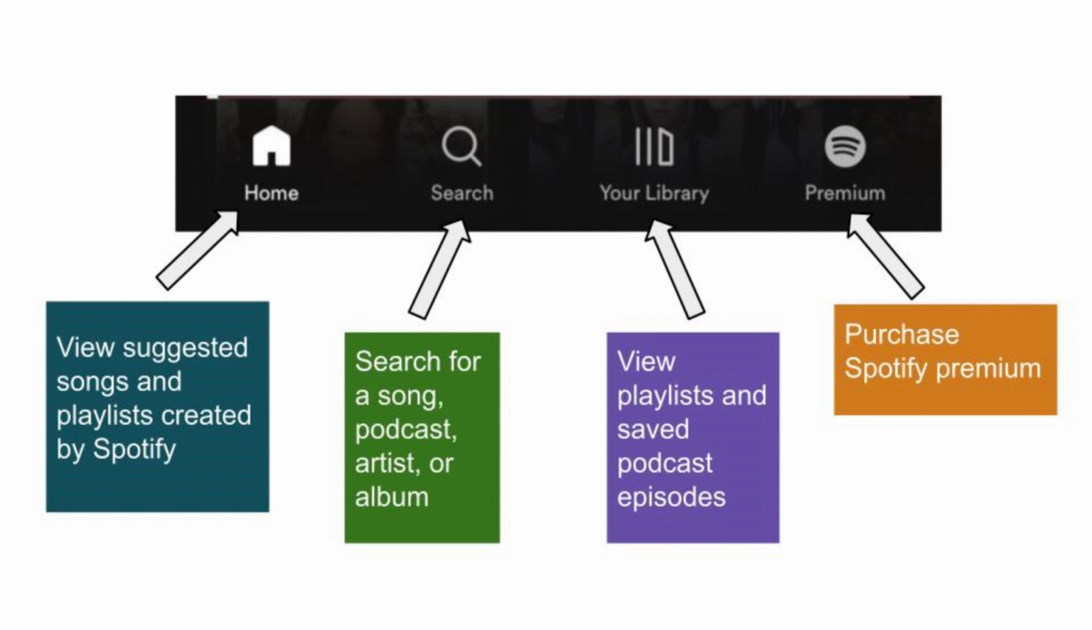Next, we have the button for Your Library, which has a slanted square with lines next to it, kind of resembling a series of records. In Your Library, you can view playlists you have created, playlists and albums you have saved, as well as saved podcast episodes. Finally, if you have the free version of Spotify, there will be a premium button on the bottom right corner of the screen, which you can tap to view more information related to premium.